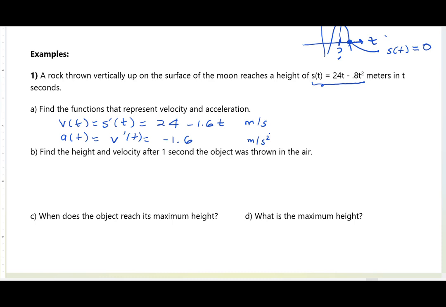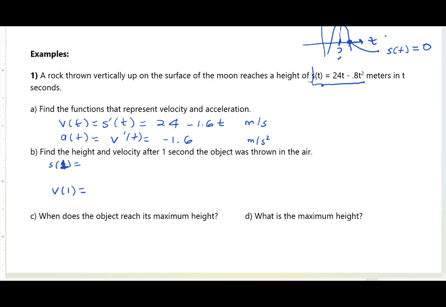So now that we have our equations, we already knew the distance from the ground. The height equation is s of t. Basically, we're asked to find what s of t is when t equals 1. And next, we're going to do the same thing. We know what v of t is, and we need to find what happens 1 second later, so v of 1. So plug in 1 for t in the s of t equation, and plug in 1 for t in the velocity equation.